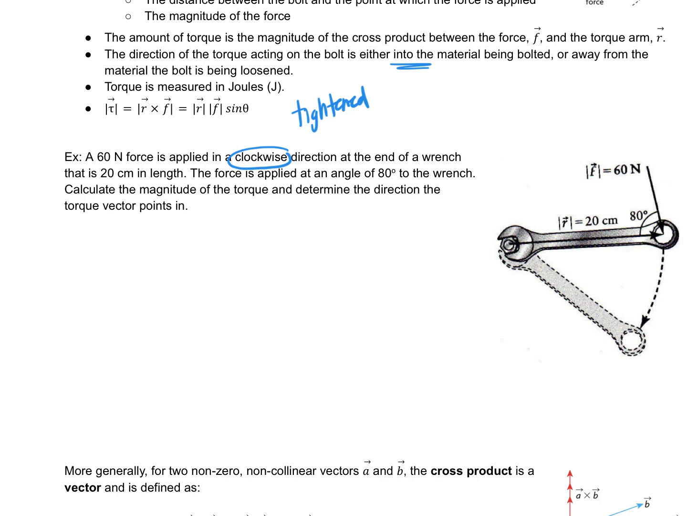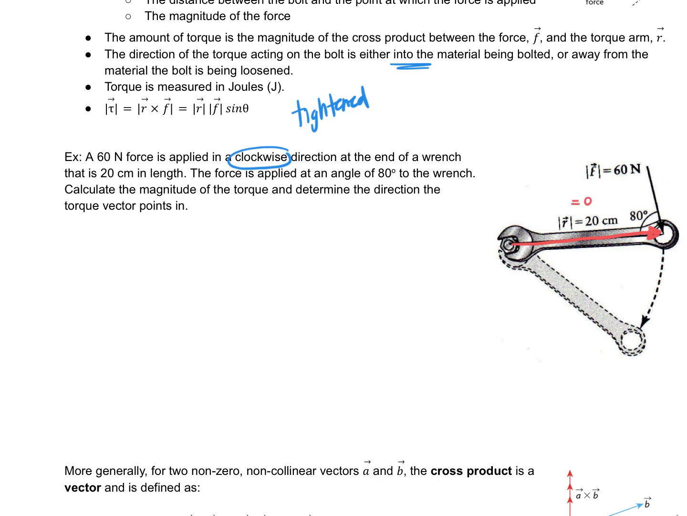Now, in terms of the diagram, we have our torque arm here, coming from the bolt outwards. We're told that the torque arm has a magnitude of 20 centimeters, but we do need that measurement to be in meters because joules is Newton meters, not Newton centimeters.